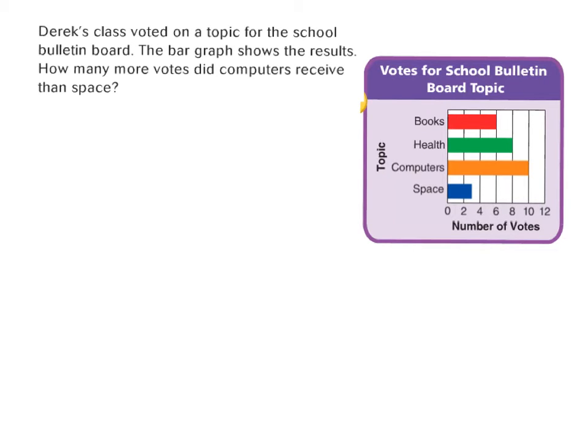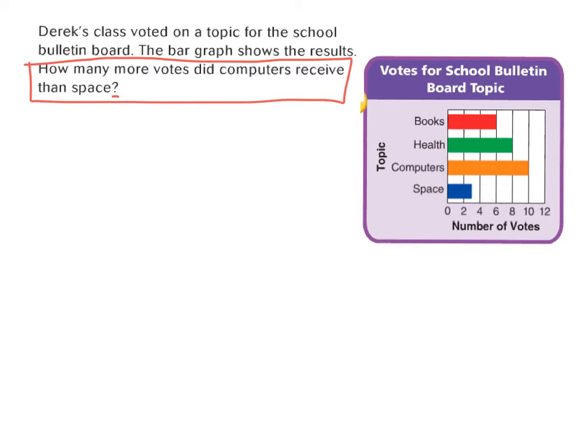Derek's class voted on a topic for the school bulletin board. This bar graph shows the results. How many more votes did computers receive than space? So let's figure out exactly what it is that we have to answer. So there's that question mark. This is the question part of the word problem. Let's read it again. How many more votes did computers receive than space?